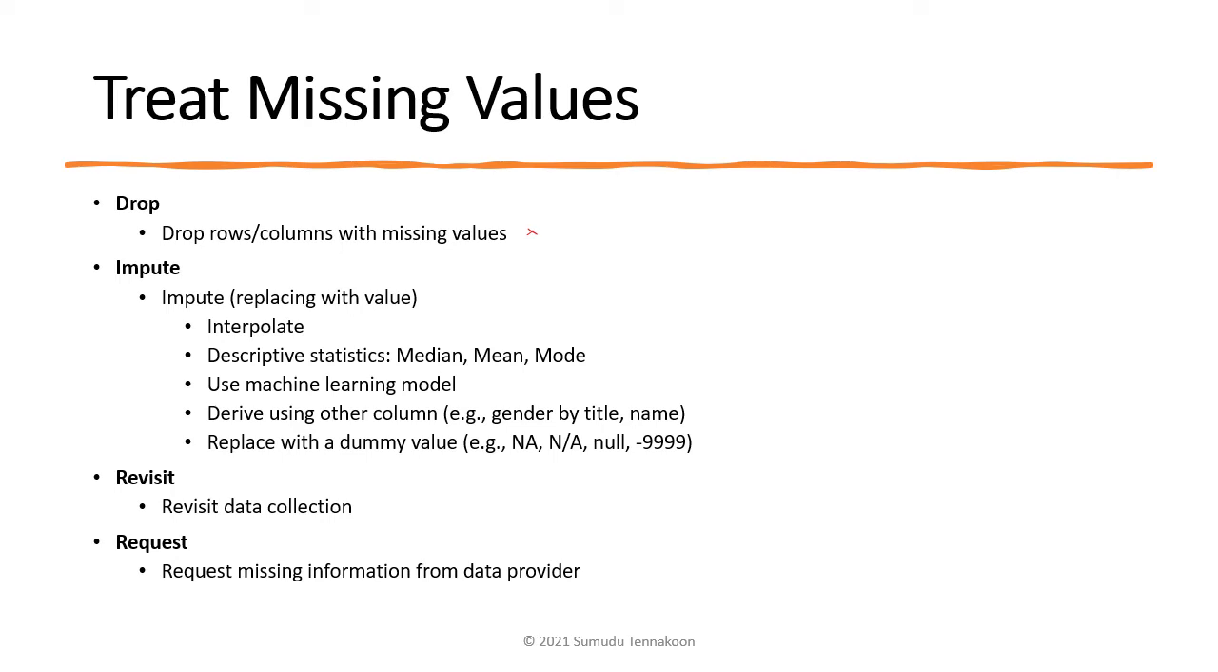Request is another thing. If you are getting data from another source, you can ask the source to provide you with the missing information. Sometimes if it is a simple data entry error, maybe they will find the original source and provide you the missing values. So request is another way you can treat missing values.